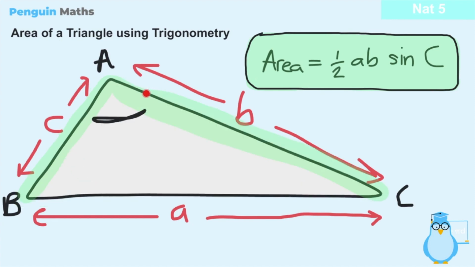Or it could be in this form as well, where we have C and B as the known sides, and the angle in between this time is capital A. So this time the equation would be a half BC multiplied by the sine of A. So this is just a general form that indicates that in order to calculate the area of any triangle using trigonometry, what we need is two sides that lie next to each other plus the angle in between the two sides. Put it into the equation and that will calculate the area for us.